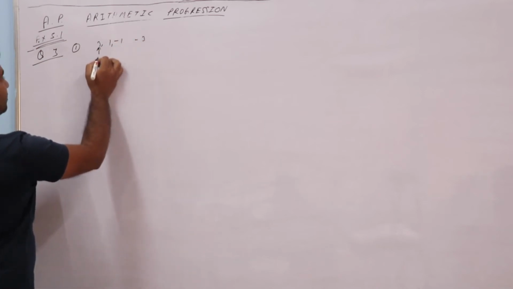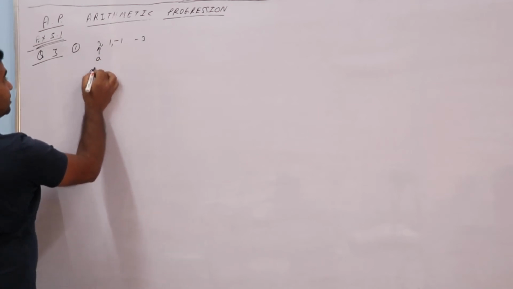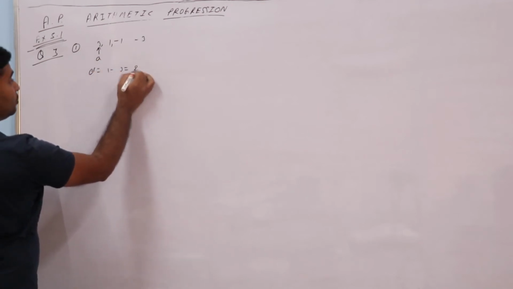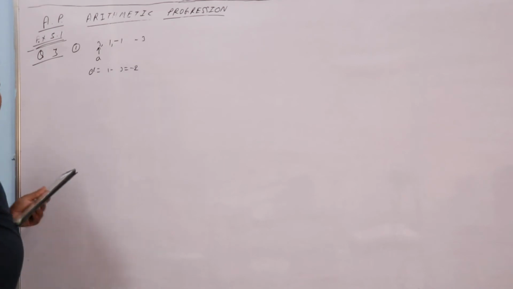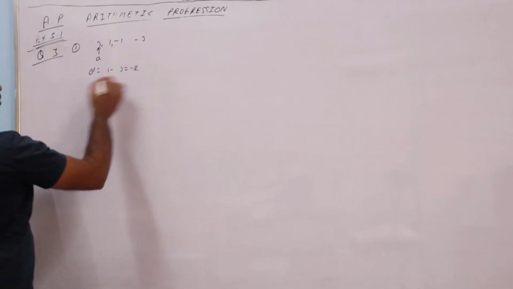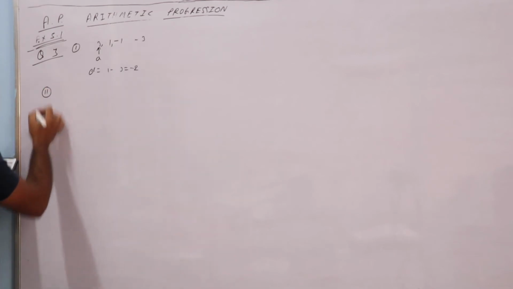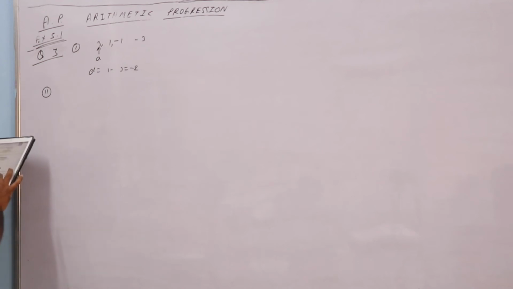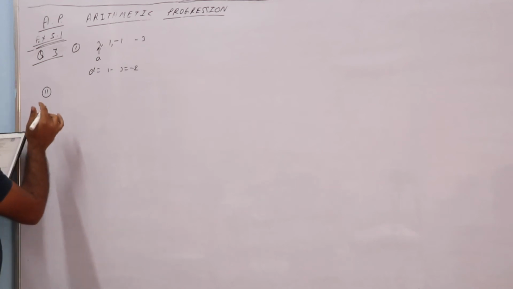So this is your first term. And d is equal to 1 minus 3, which is minus 2. Done. Question number 2, I will not do because it is easy.